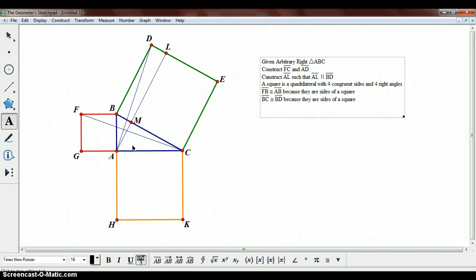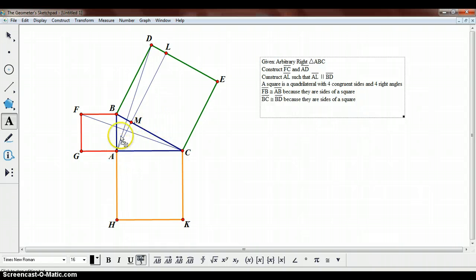Now we will attempt to prove that angle FBC is congruent to angle ABD. So here we know that angle FBA is congruent to angle DBC because they are right angles, and we know this because they are angles in a square, in which all angles of a square equal 90 degrees, and all right angles are congruent.